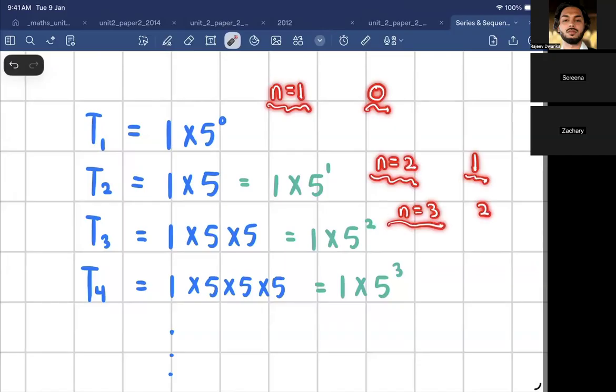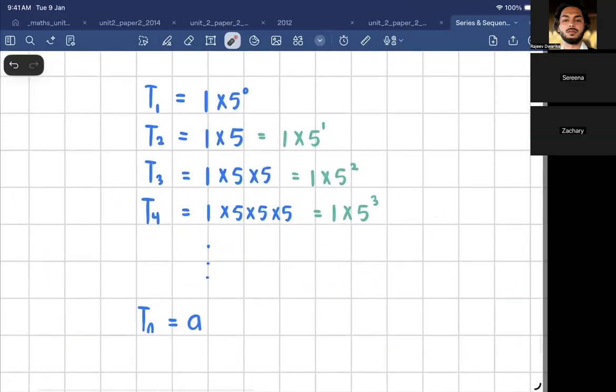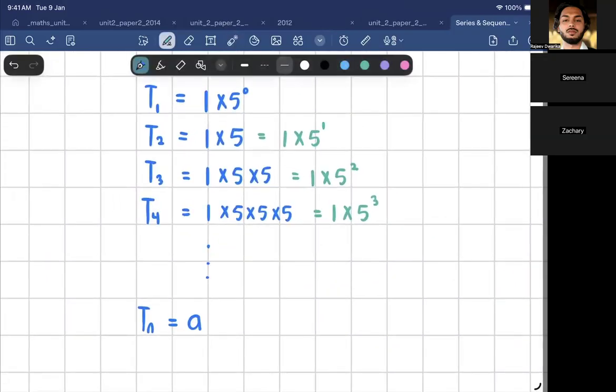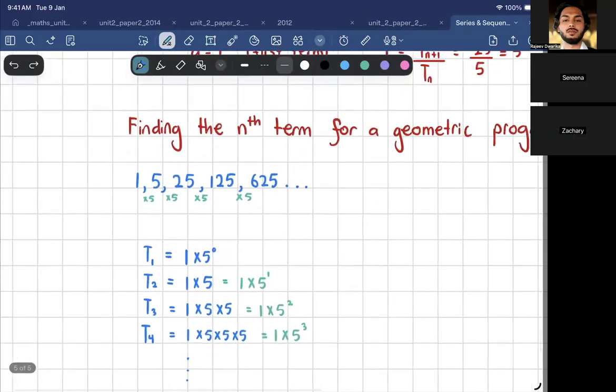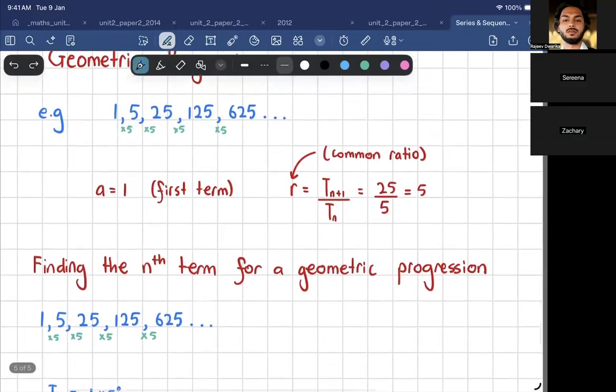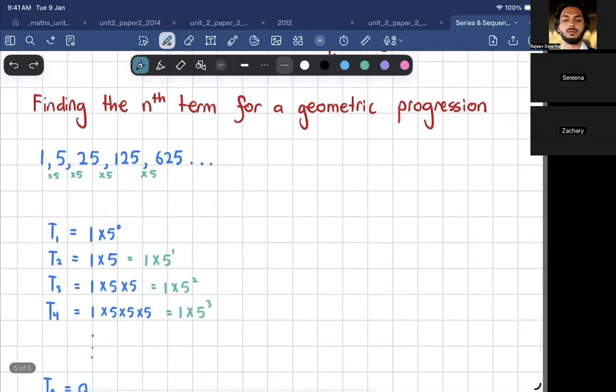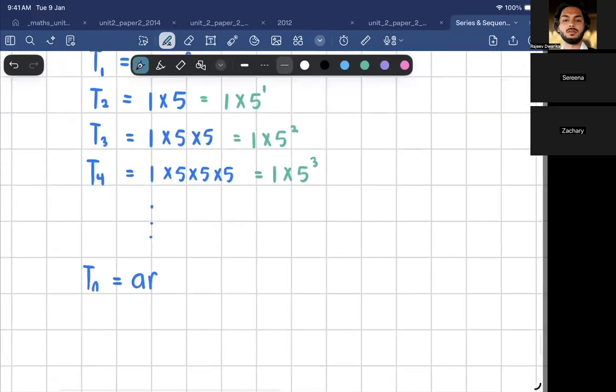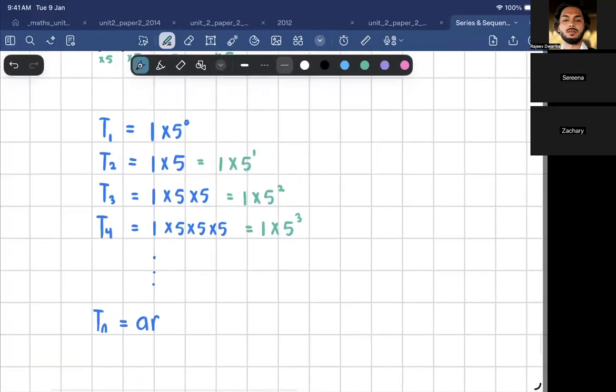What do you have to do with 3 to get 2? Yeah, minus 1. Right. So you notice that we are multiplying. We're starting off with the first term, that's 1, and then we are multiplying by 5. What does 5 represent? The common ratio. Right. So it's a times r, and in terms of n, what are you doing with n to get the power? Yeah, minus 1. So I would say a times r to the power n minus 1.